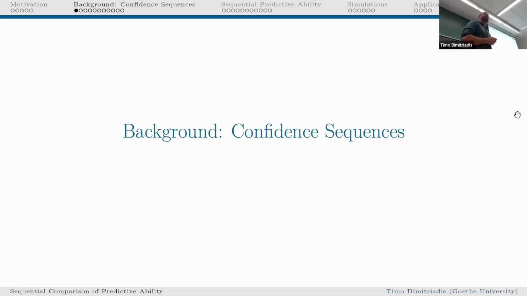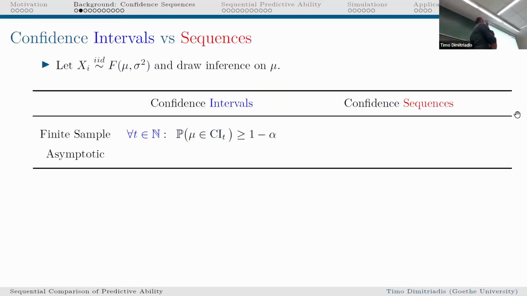As these asymptotic confidence sequences are probably not that well known, I'll give a bit of a review. So let's start very easy, much too easy for a statistics faculty. Let's say we have IID data X_i with mean mu and variance sigma squared. If you want a confidence interval that's valid at finite sample size, then for all t in the natural numbers, the probability that mu is inside that confidence interval is larger than 1 minus alpha. That's the guarantee you want to have.